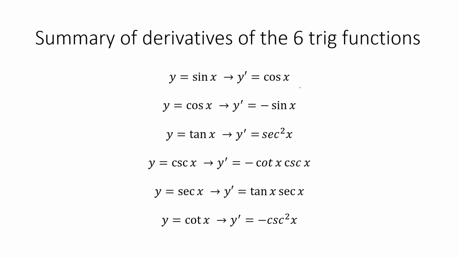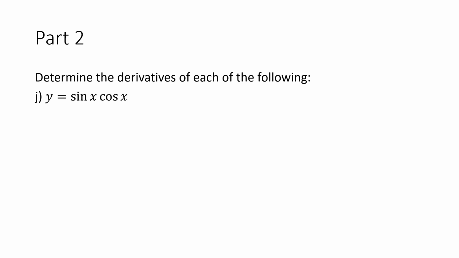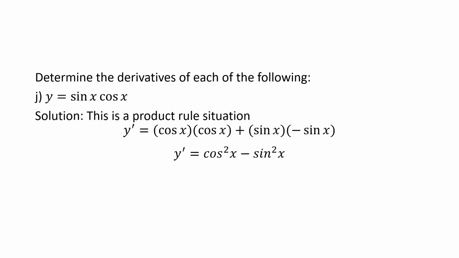If you don't memorize these 6, at the very least, you have to memorize the top 2 and then derive the rest from there. Okay, so what if we wanted you to determine the derivative of sine x cos x? Well, in that case, it would just be derivative of the first times the second plus the first times derivative of the second. And when we simplify that, we would get cos squared x minus sine squared x. And that's what we have at the bottom.